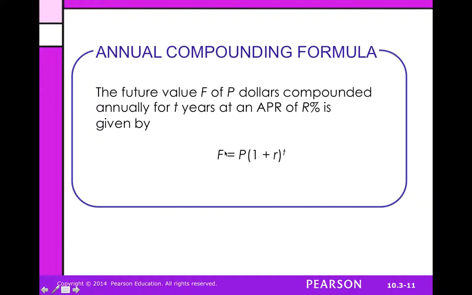So the future value of the money is the principal amount times 1 plus the APR in decimal raised to the T power. That's exactly what we saw in the previous example.